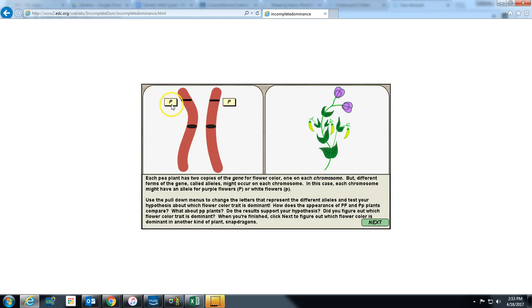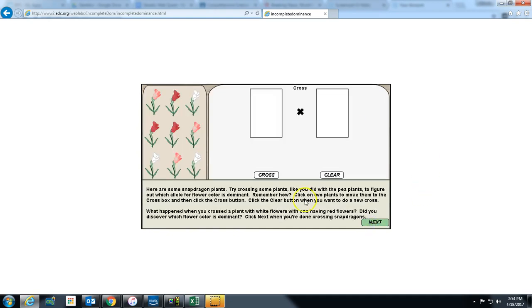So let's see. Right now we have capital P, and that gives us purple flowers. What happens if we do little p and big P? We still have purple flowers. What happens if we do little p and little p? Oh, now they're white. So capital P gives us purple. Capital P and little p gives us purple as well. But when we do little p and little p, we get white. So you should know at this point, hopefully, which flower color is dominant. And on that one, purple was dominant, white was recessive.